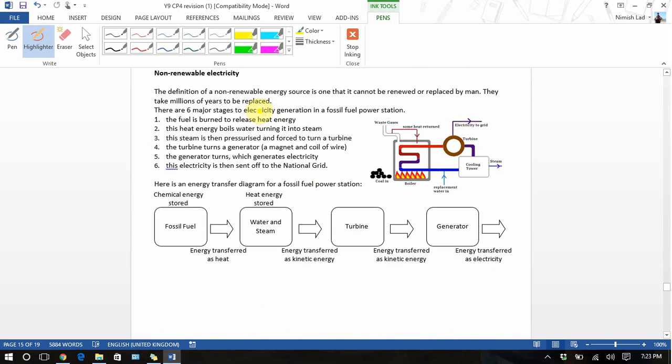Moving on quickly to renewable or non-renewable electricity. Remember, you need to know about how electricity is generated. It's a very simple, straightforward process. Remember, non-renewables are coal, oil and gas. So that fossil fuel is then burnt, so that makes chemical energy into heat energy. That heat energy is then stored in that water and steam and transferred into kinetic energy, which turns a turbine as kinetic energy, and that turns a generator as kinetic energy, making electricity.